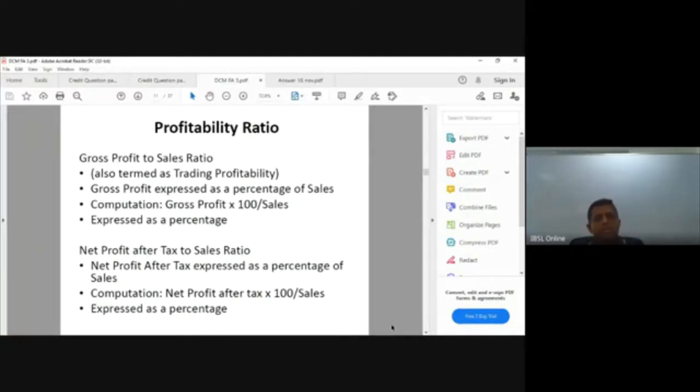Then the next one is the net profit ratio. There also you take the net profit and the sales from the income statement, where in the case of a company, net profit means net profit after tax, right? The last item, make sure that you take the net profit after tax. You have to read and get the correct figure, net profit after tax, and divide it by sales into 100.